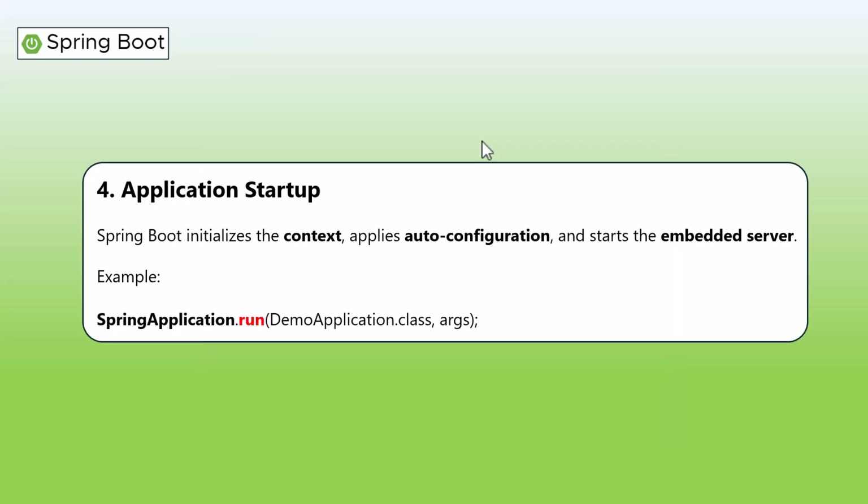4. Application startup. At startup, Spring Boot creates an application context, scans the package of the main class for components, and auto-configures a web server. The embedded server starts automatically, allowing the application to listen for incoming HTTP requests without external setup.